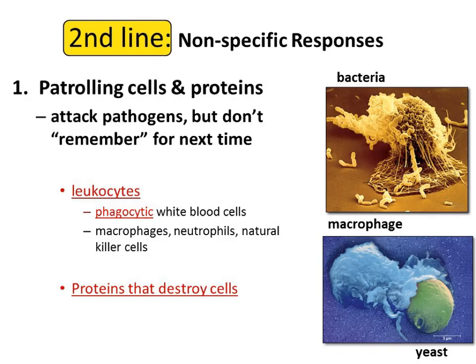So your body's second line of defense, if a pathogen makes it past your skin, now it's up to your immune system to help take care of it. Firstly, your immune system has just general patrolling cells and proteins that attack pathogens, but they don't remember what they attacked for next time. So that's your macrophages that you see here engulfing yeast or bacteria and destroying them. Again, just the stuff in bold is important.